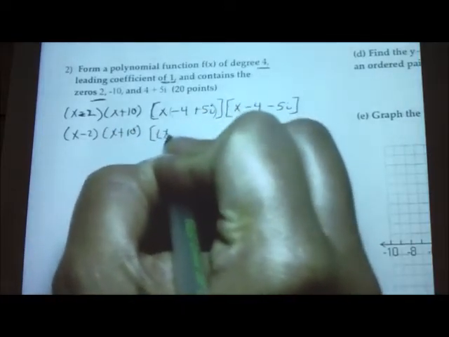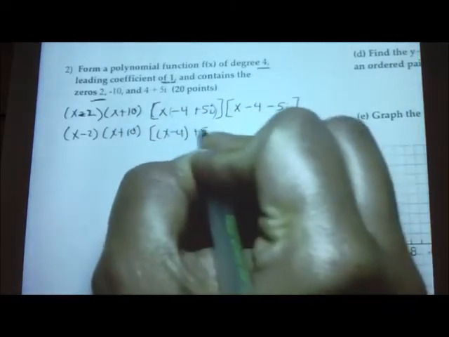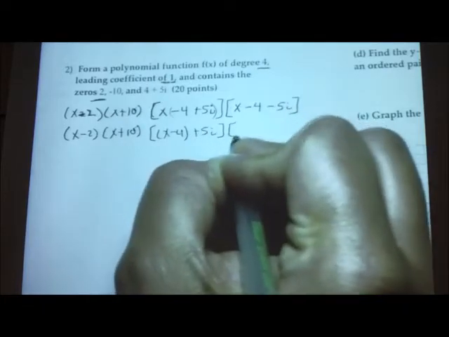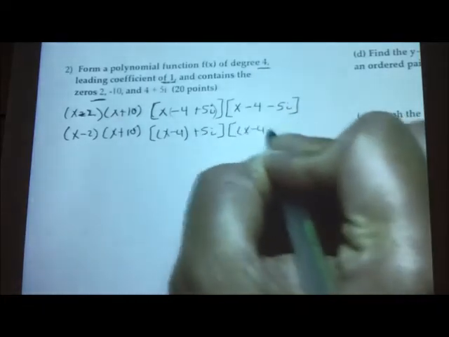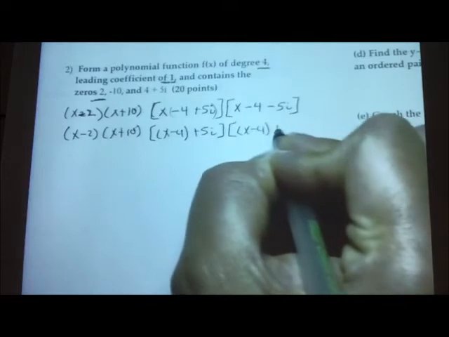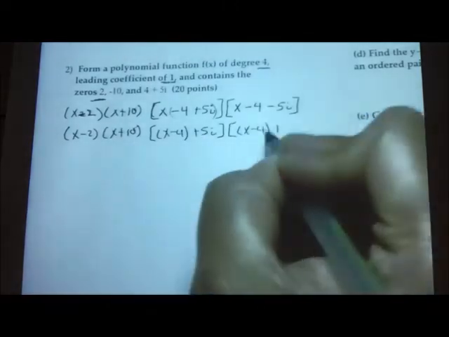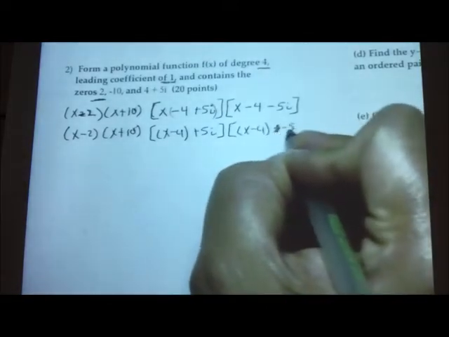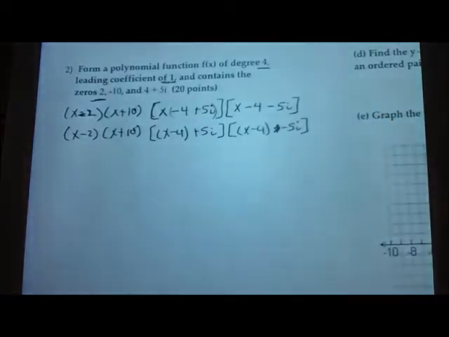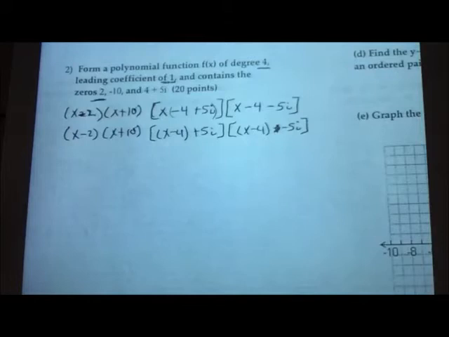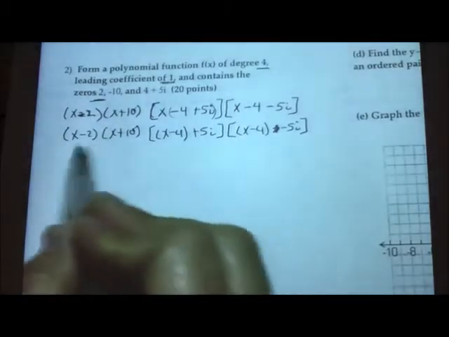This should be x minus 4 plus 5i, and x minus 4. Oh, that's that shift thing. Yes, that should be a minus 5i when you move the parentheses. Are we okay? Remember seeing this? Now the first one should be easy, the first two.